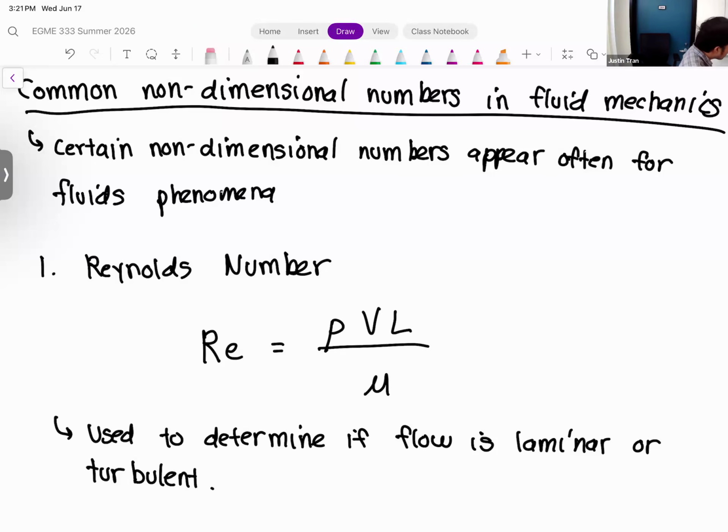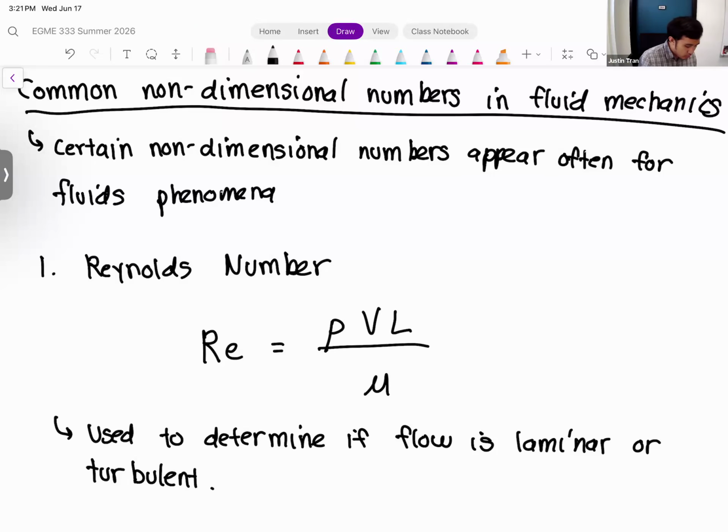Yeah. Mm-hmm. So that's essentially the difference. Laminar flow is more smooth, well-behaved flow. Turbulent flow is more chaotic and rough. Yeah. And Reynolds number is the main way that's used to determine whether that's the case.